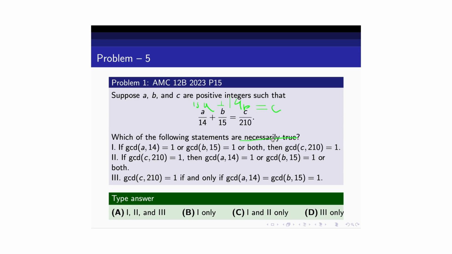Okay. So let's say if GCD is equal to 210, then GCD of a and 14 is equal to 1, and GCD of b and 15 equals 1. In some sense this can be really true, since by Bézout's lemma we can't really say that they're prime factorizable. So it can be two. So the first claim is not true, since they can be, and both of them should be particularly true.